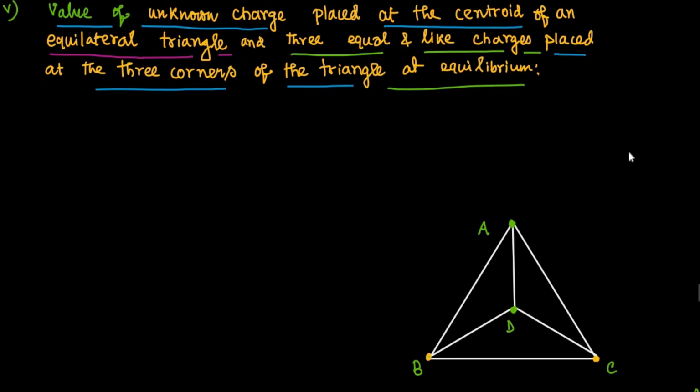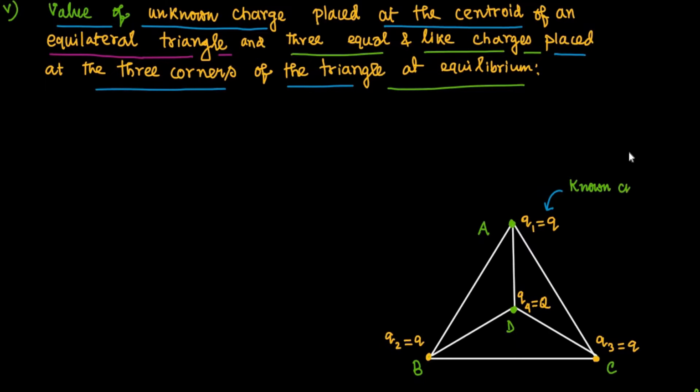In the diagram, ABC is an equilateral triangle. There are three equal charges, that is Q1 equal Q, Q2 equal Q, and Q3 equal Q, placed at the three corners A, B, C, and an unknown charge Q4 equal capital Q is placed at the centroid D of the triangle.